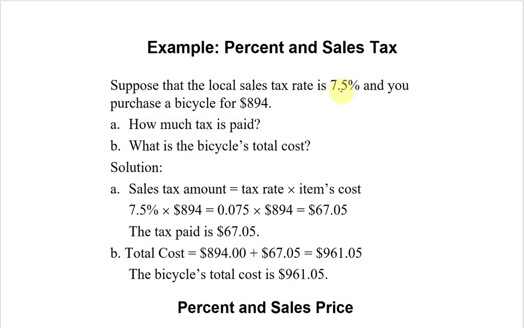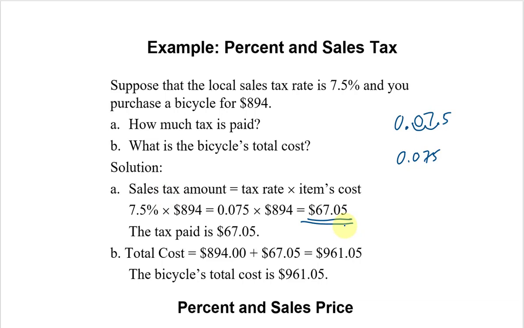So we take 7.5%. We multiply by the price that you pay for your bicycle. But don't forget that the percent, you have to convert it back to decimal. 7.5, move 2 places, fill in a 0, you have 0.075. So convert to decimal, multiply by 94, and that is equal to 67.05. So this is the amount of the sales tax that you have to pay.